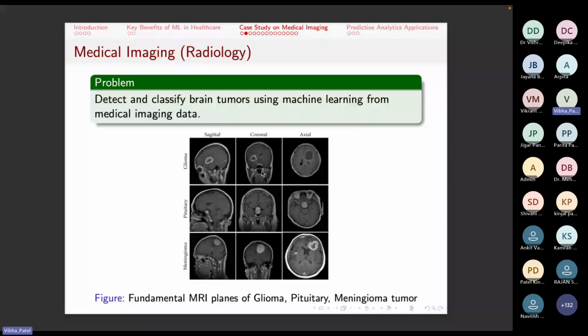Now, I stated that apart from these three categories, there may be a metastatic category wherein the tumor may be a secondary outcome. It has not evolved from the brain, but the growth is because of some other reason.